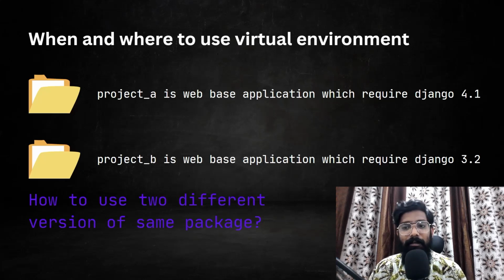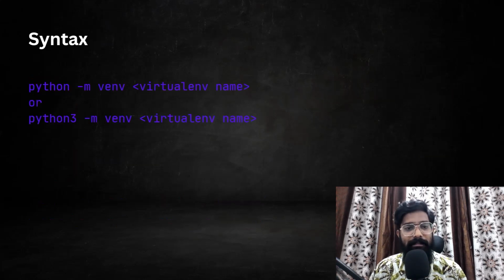The other way of doing it is that every time we need to manually install 4.1 and 3.2. That is a tedious job. The syntax that we use to create a virtual environment is python -m venv and the virtual environment name. Another way of doing it is python3 -m venv and the virtual environment name.